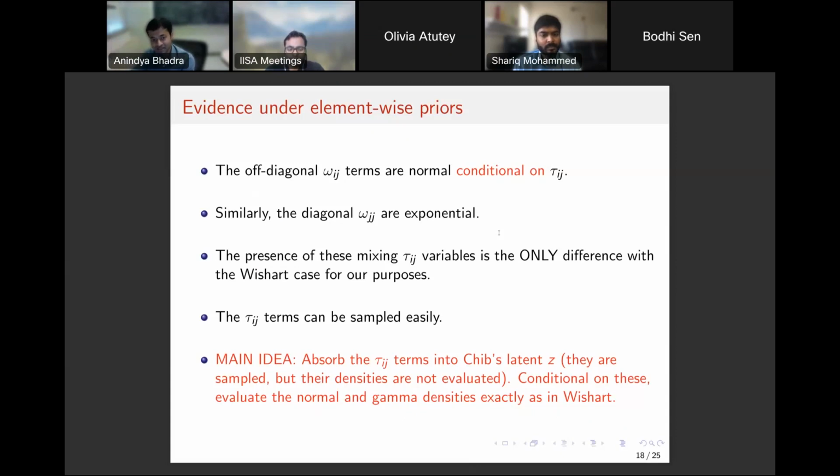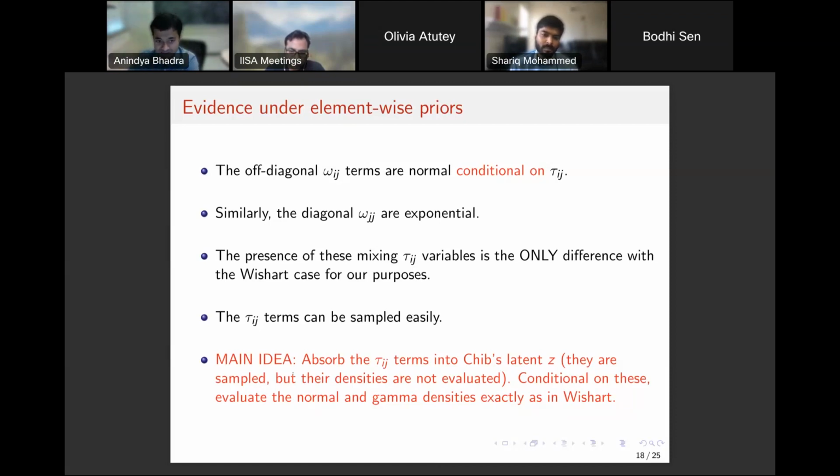Now the key thing is that these tau ij terms, the latent mixing variables, can be sampled easily. And that was what Wang derived for Bayesian graphical lasso, what we derived for graphical horseshoe. The trouble will come if you try to evaluate the density of the tau ij given rest, the density evaluation. Well, we'll never do it. The main idea is that it's cheap. We have this theta z decomposition anyway, parameter of interest and latent. For the parameter of interest theta, that density has to be evaluated. The density of the latent z never has to be evaluated. You need to be able to sample from z given rest.